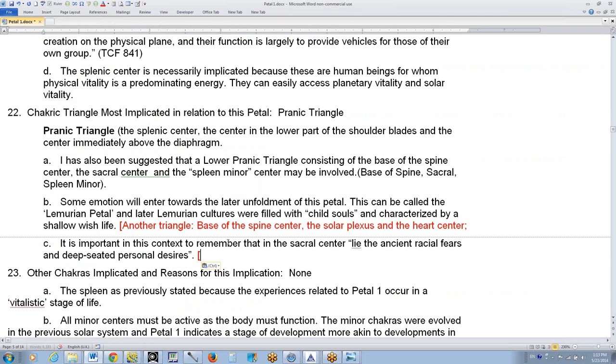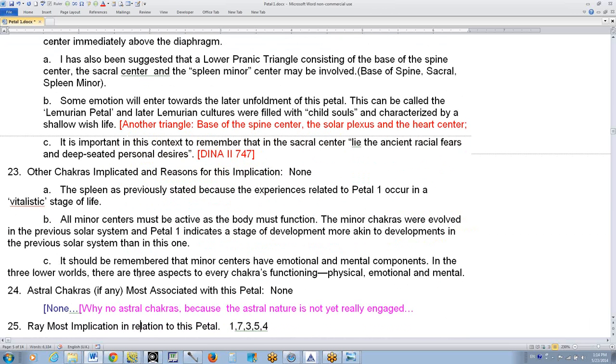So this is Volume 2, page 747. So we can expect in this vastly durating Lemurian petal that the sacral center development, with that part of emotion which relates to the ancient racial fears, will be found. Are there other chakras implicated and reasons for this implication? Well, I put down here none.